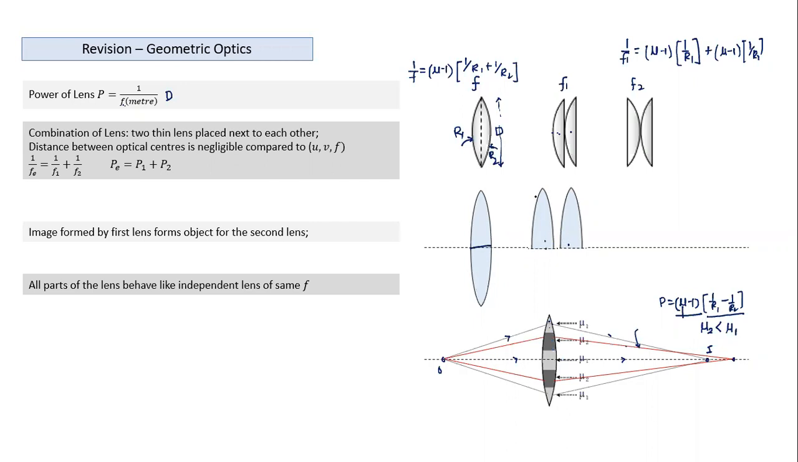If we cut, the shape has not changed, and mu has not changed. As we discussed, if this had a focal length f, this piece also will have f, and this also will have f. If we place them side by side, assuming thin lenses and negligible distance, this combination will have an effective focal length of f by 2. So focal length becomes half, power becomes double.